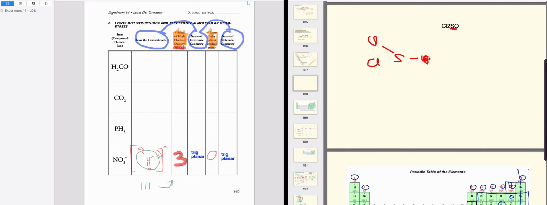So let's begin doing our NASA table. I have 2 Cls. Am I using that one? Oh, shoot, I'm using the wrong one. I'll go back and do that in a minute. So I have 2 Cls, right? And I have 1 sulfur.